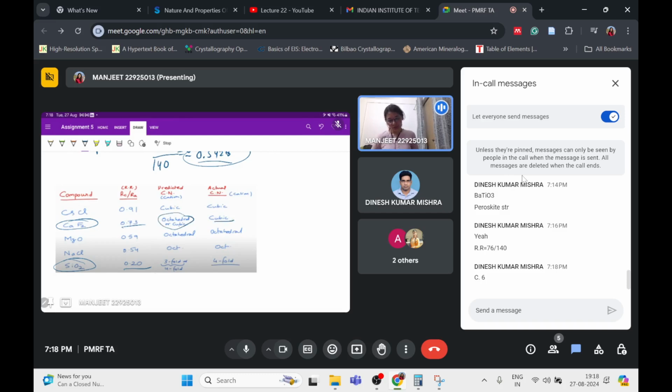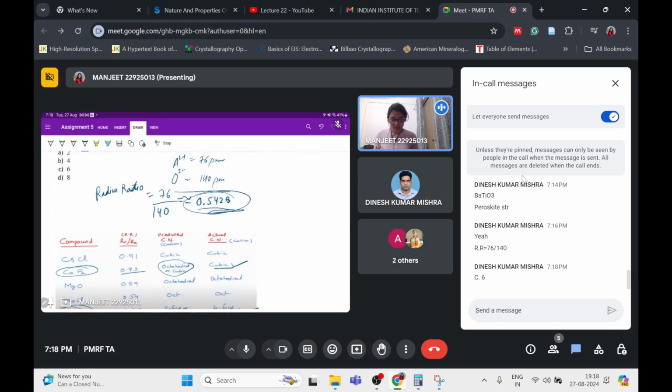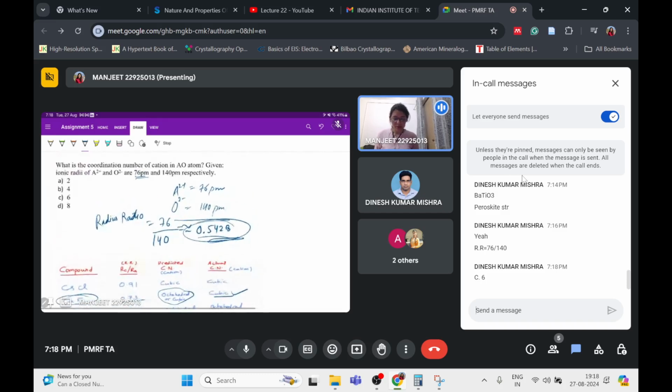For SiO2, the radius ratio is 0.2. The predicted coordination number is threefold or fourfold, but the actual coordination number is four. For this one, if I check, the radius ratio is coming out as 0.5428.